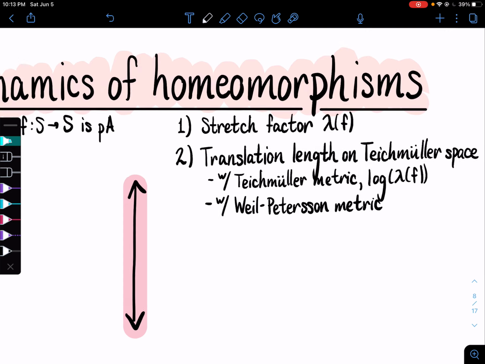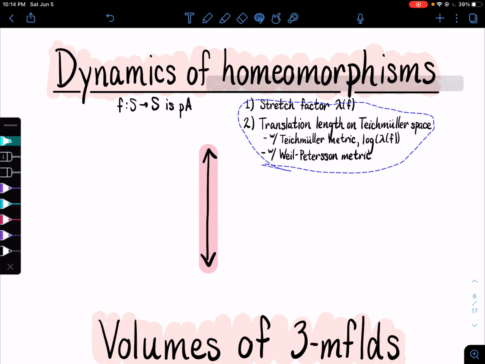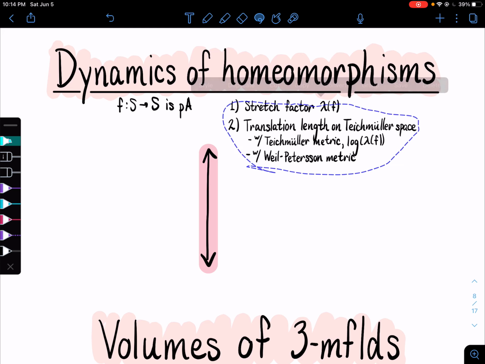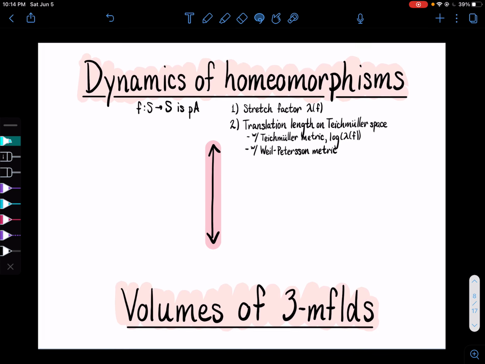Okay. So these are just a handful. Of course, there's many other pieces of dynamical information that we could choose to keep track of. But these are a few examples of the types of things I have in mind. Okay. So here we have some finer dynamical data.